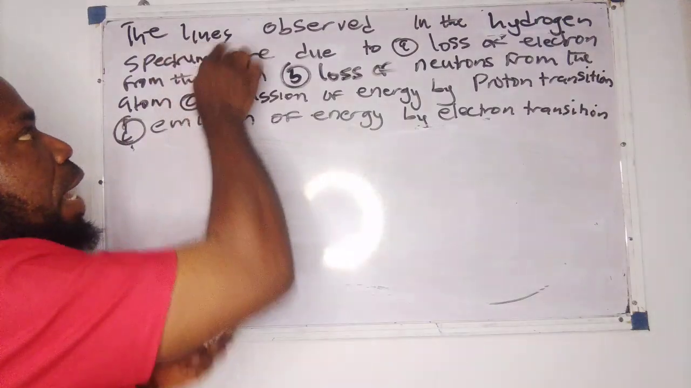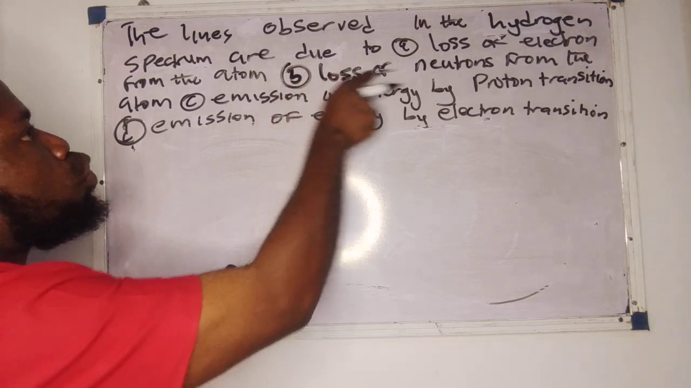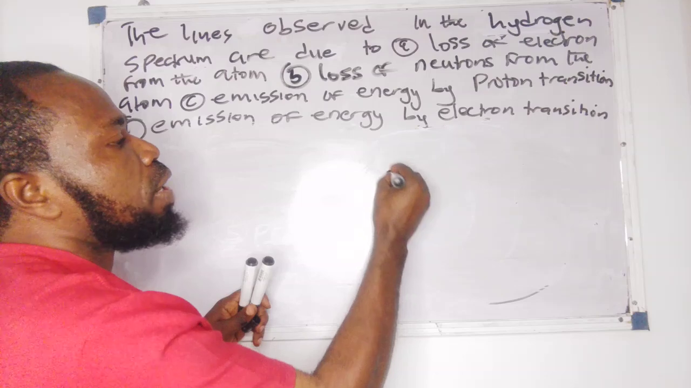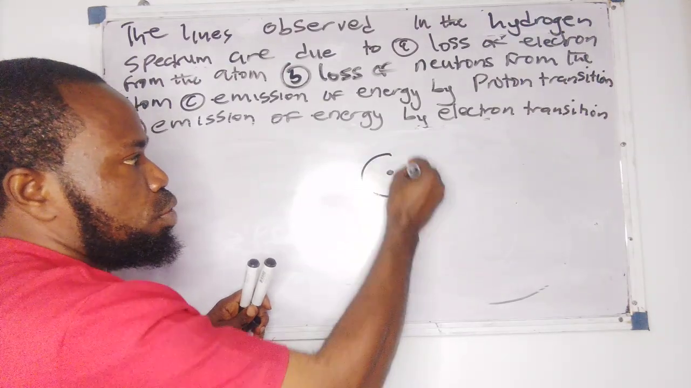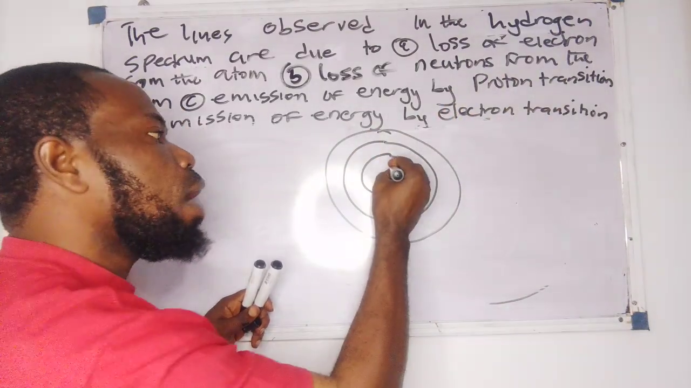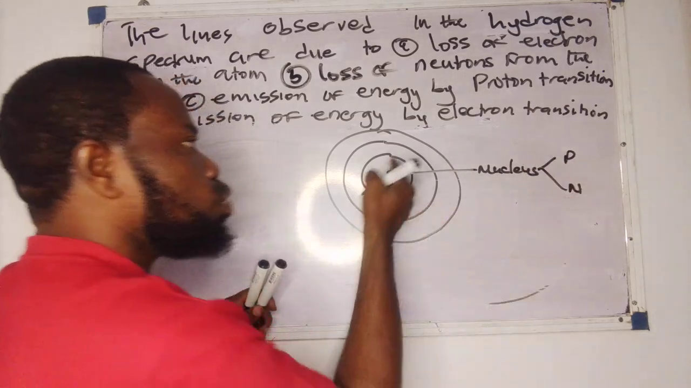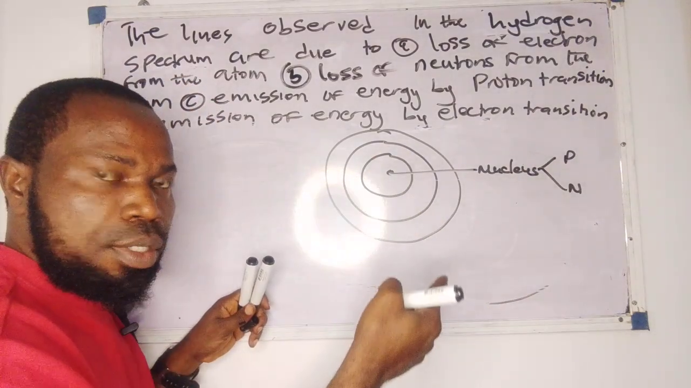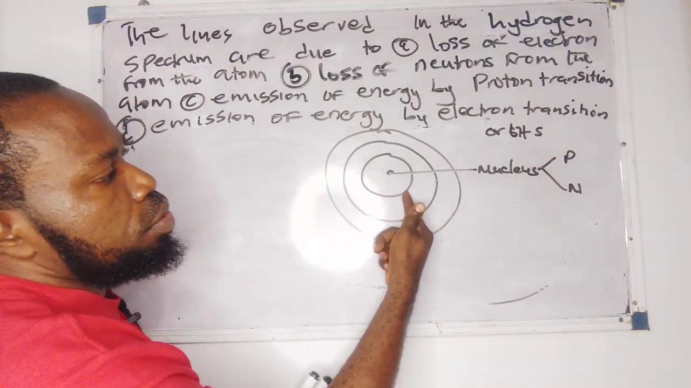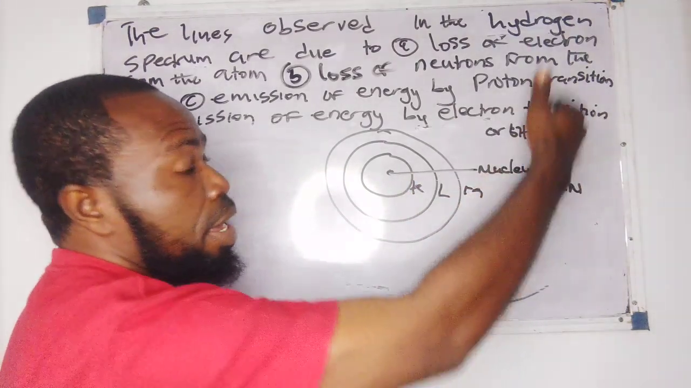They say the lines observed in the hydrogen spectrum are due to dash. Now you will ask yourself, what is the hydrogen spectrum? Remember, the center of an atom is the nucleus, and electrons are revolving in orbitals according to Bohr. The nucleus is made of protons and neutrons, and electrons are revolving round in orbits, or shells, or even energy levels. These are shells, these are energy levels. This one is the K shell, this one is the L shell, this one is the M shell, because we get N, M, and O like that.